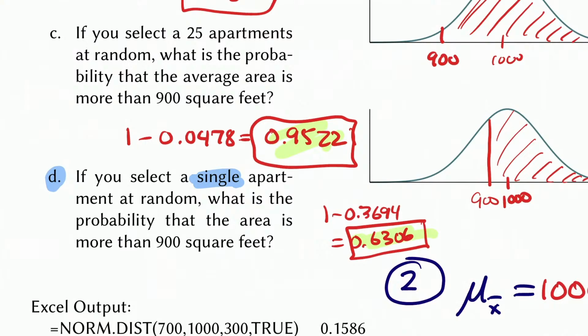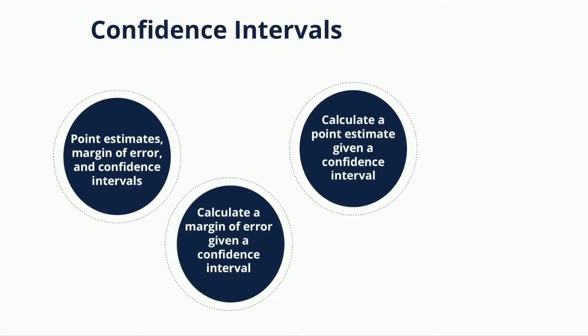So let's move on though to confidence intervals. So we want to have confidence, right? Confidence in ourselves. And we hear about this all the time this season of the year. Every election season, people talk about confidence intervals and margins of error. Here are the three things we're going to do. We're going to deal with point estimates, margins of error, and confidence intervals.